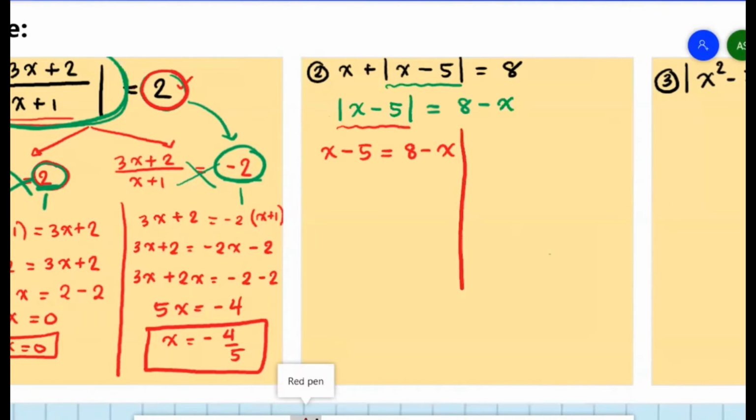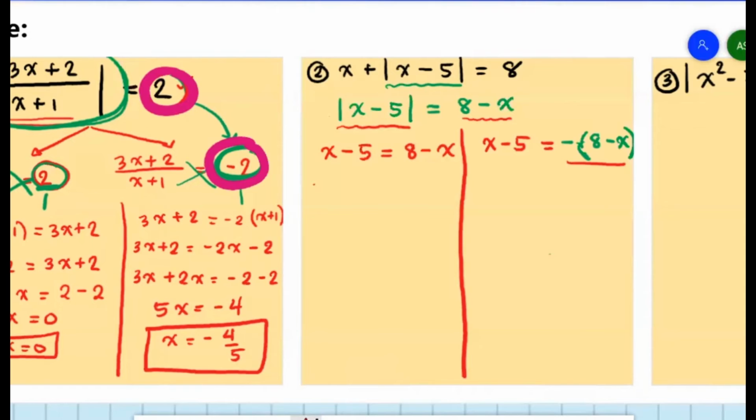Okay? And for our second case, what will happen is this x minus 5 will now be equal to the negative of the whole thing. So negative of 8 minus x. Using your algebraic manipulation, so this will be combining like terms, x plus x is 8 plus 5. So this will give us 2x equals 13, and therefore x is 13 over 2.